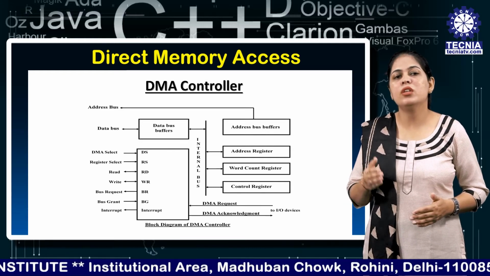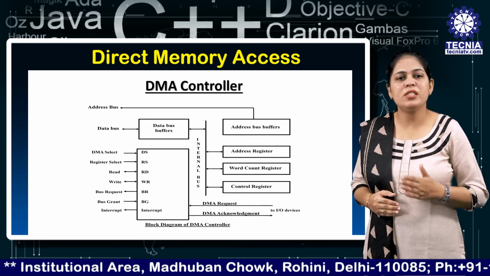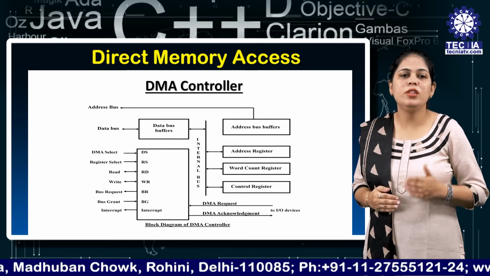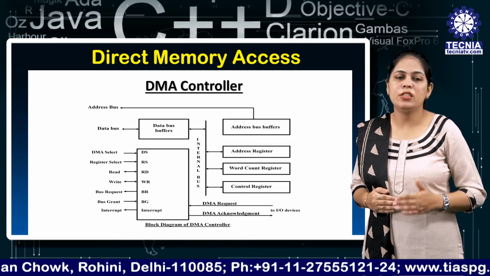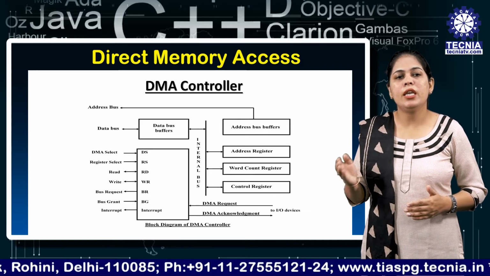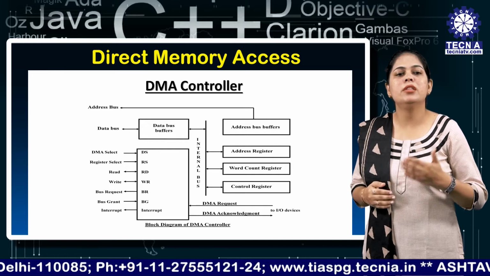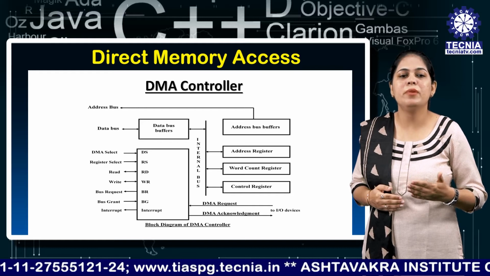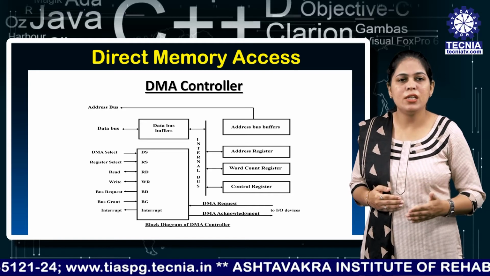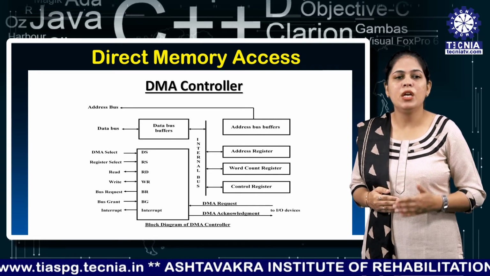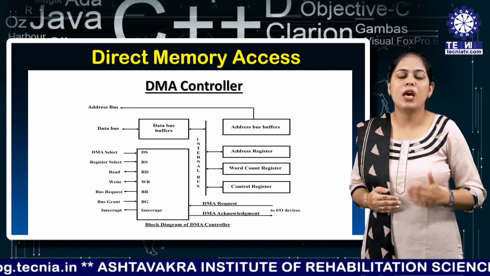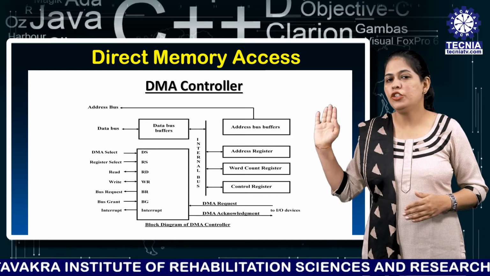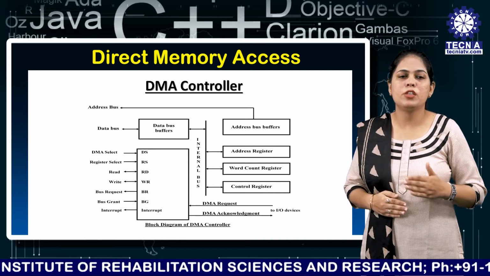Next one is the control register. The control register specifies the mode of transfer. Next, the unit communicates with the CPU via the data bus and control lines. The registers in the DMA are selected by the CPU through the address bus by enabling the DS, that is DMA select, and RS, that is register select, inputs. The read and write inputs are bidirectional, depending on the BG, that is bus grant, as shown in this diagram. Let's now explain the diagram.